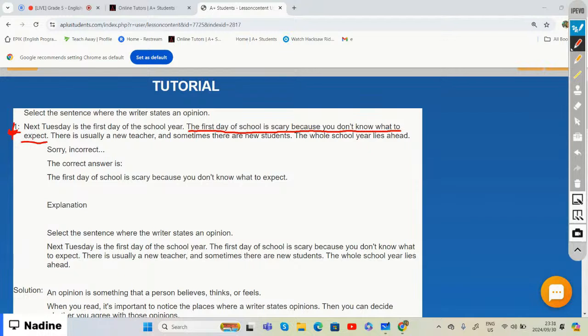Some people are happy to go back because now I'm going to be seeing my friends again, right? You love the new challenges. Whereas for others, on the other hand, the first day of school is scary. So that is the writer's opinion. Exactly. Some people like the first day of school and they are excited, whereas others are not. So well done.